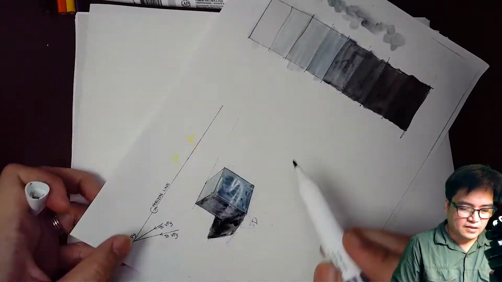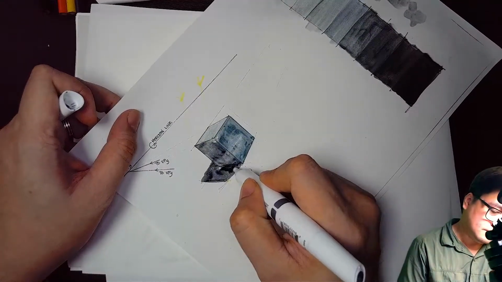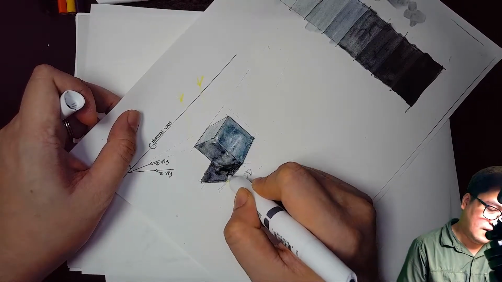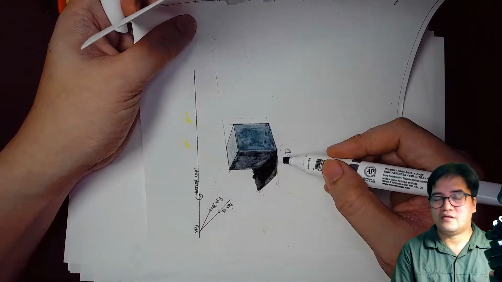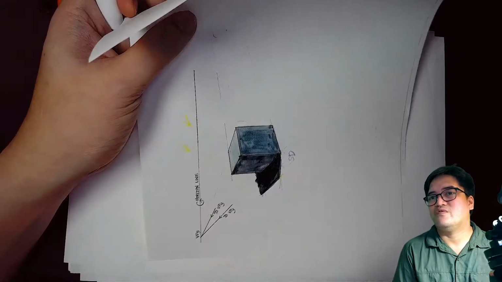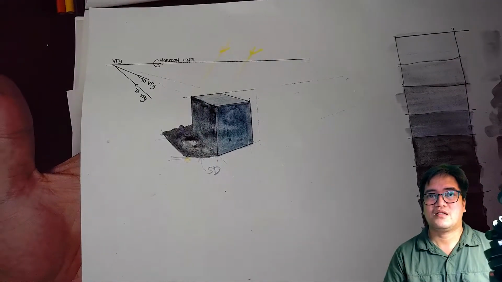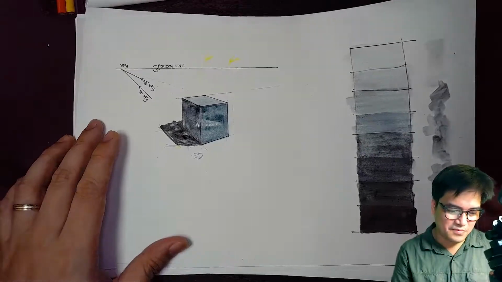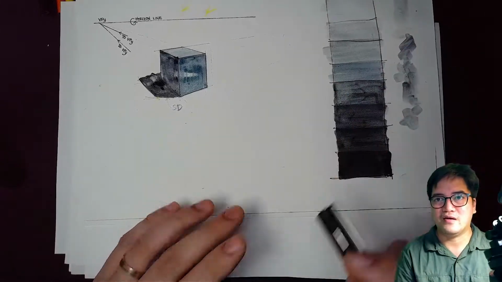Need to contrast this against this darker face here. So be careful of touching the area here that are still wet. So I made a big mistake there. It went over. So that's how you can apply basic shadow and shading.